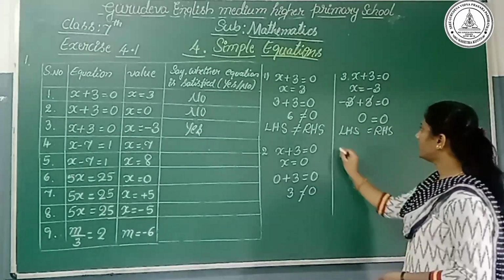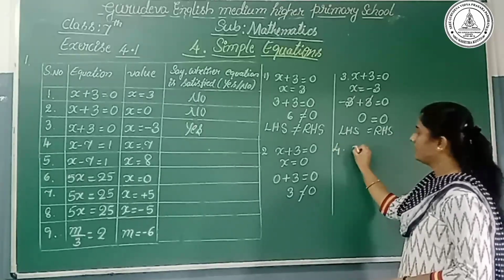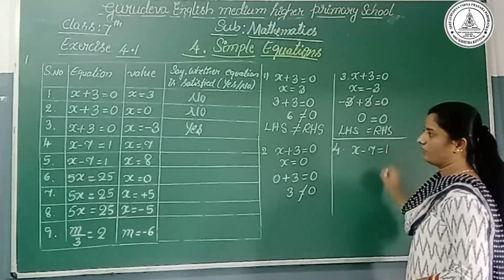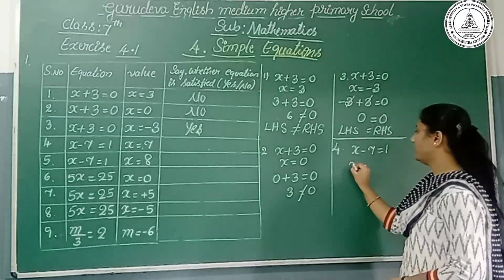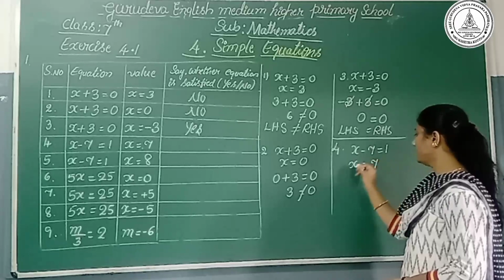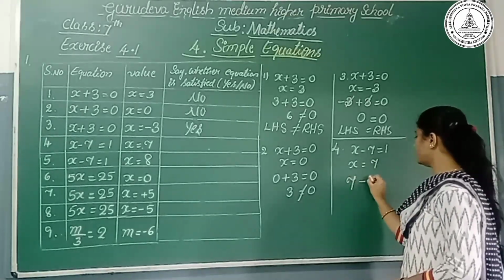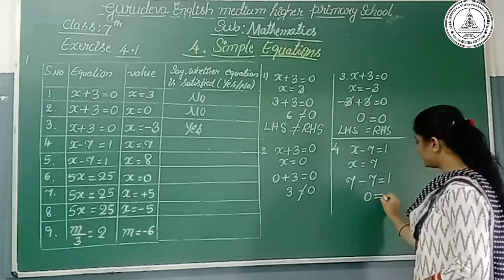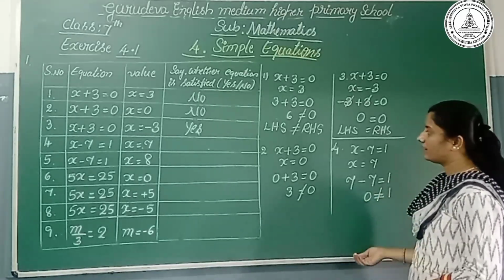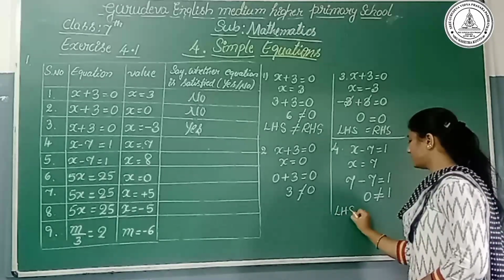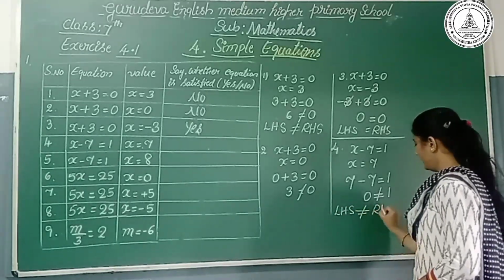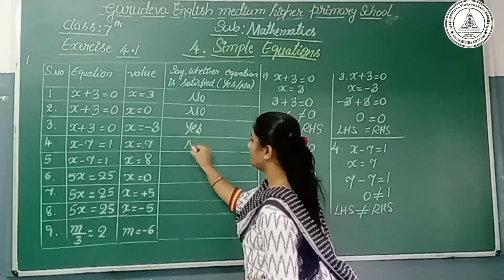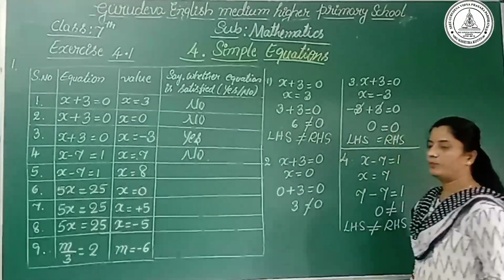The fourth equation is x minus 7 is equal to 1, and the value of x given is 7. Substitute the value of x: 7 minus 7 is equal to 1. So 7 minus 7 is 0, and 0 is not equal to 1. Therefore LHS is not equal to RHS. The value x equals 7 does not satisfy the given equation, so we have to write no.